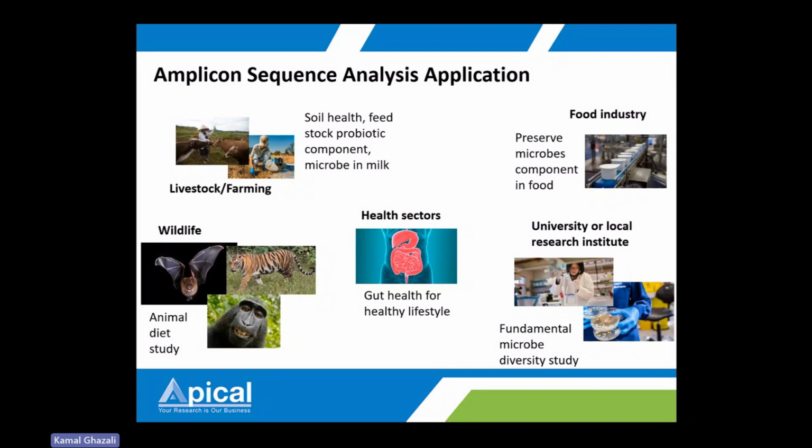Also for wildlife, we can use animal stool to study the animal diet. In the health sector, there is more interest in studying gut health for a healthy lifestyle, or even universities and local research institutes doing fundamental microbe diversity studies. This is just some examples; the list is endless. If you want to study differences in microbe diversity in an environment, this Amplicon sequence analysis is one of the tools that you can use.